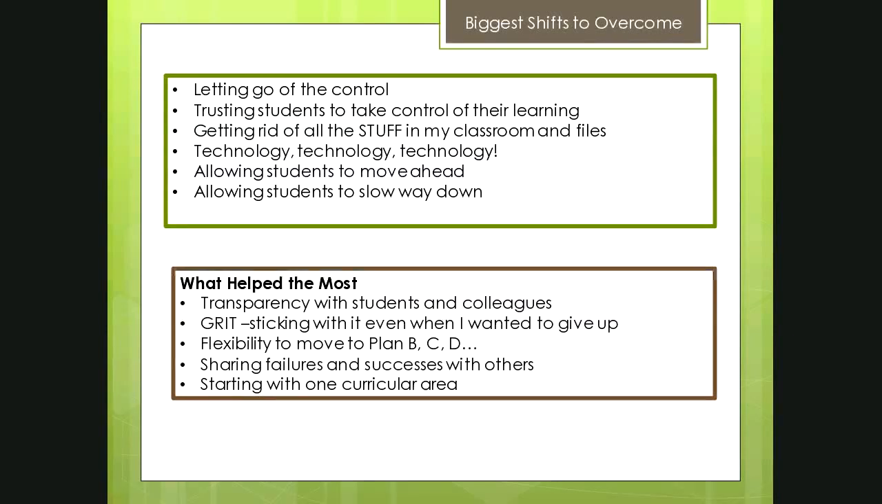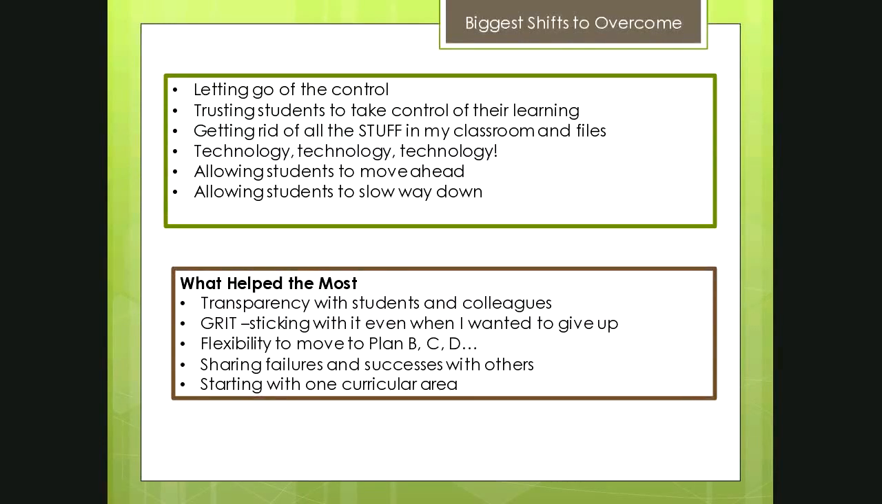What helped the most was definitely the transparency. Not only transparency with my students, but also transparency with my colleagues. So I made a lot of mistakes in the beginning because this was a huge shift for me. And so definitely I had a lot of failures.